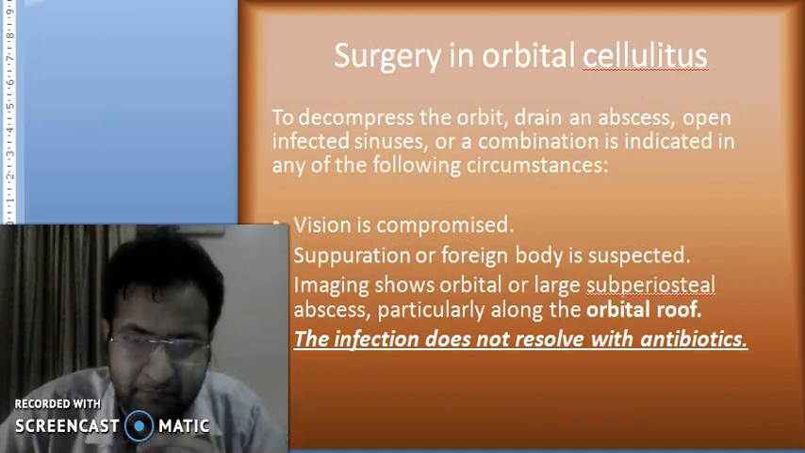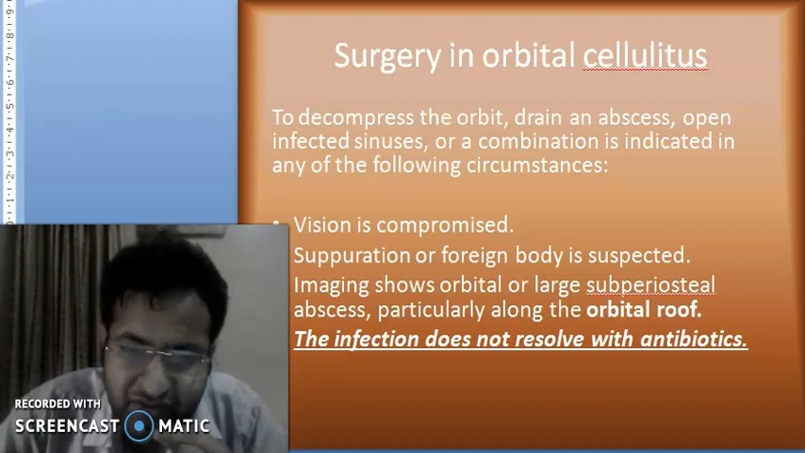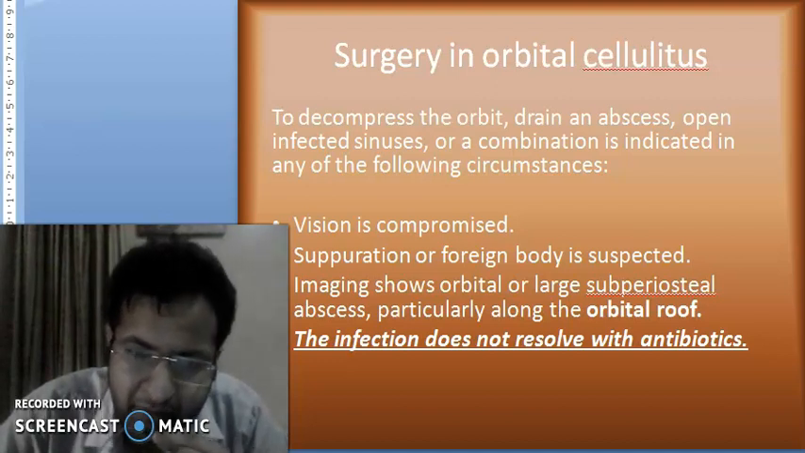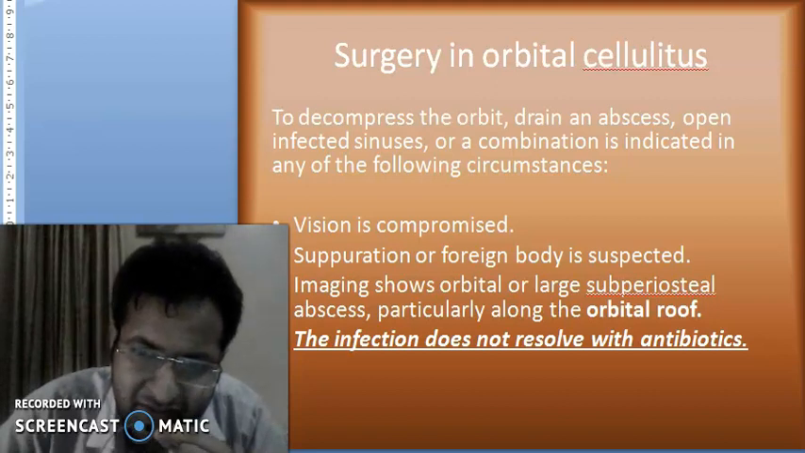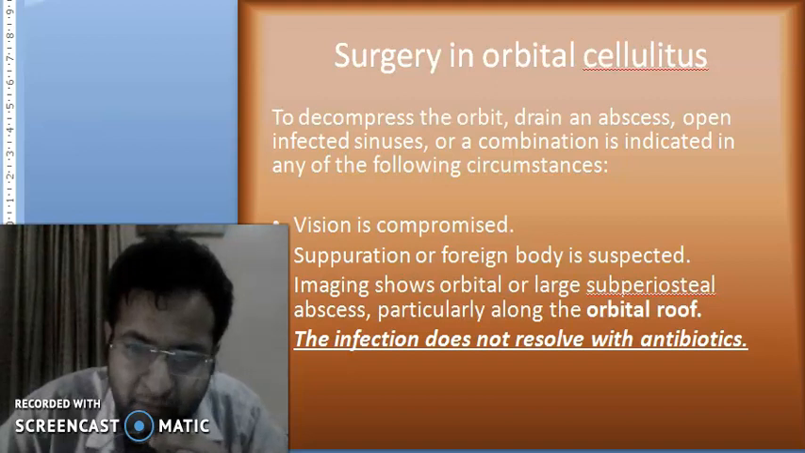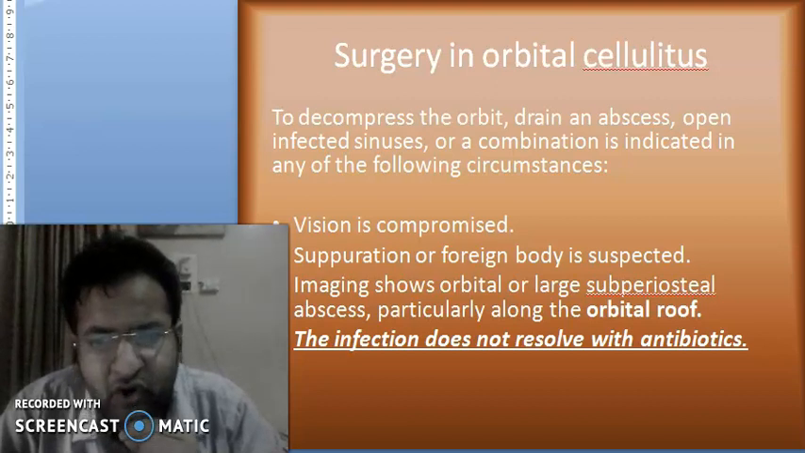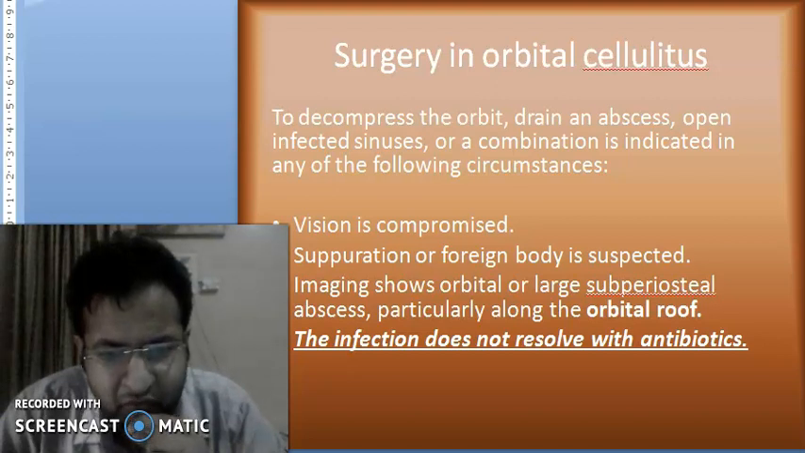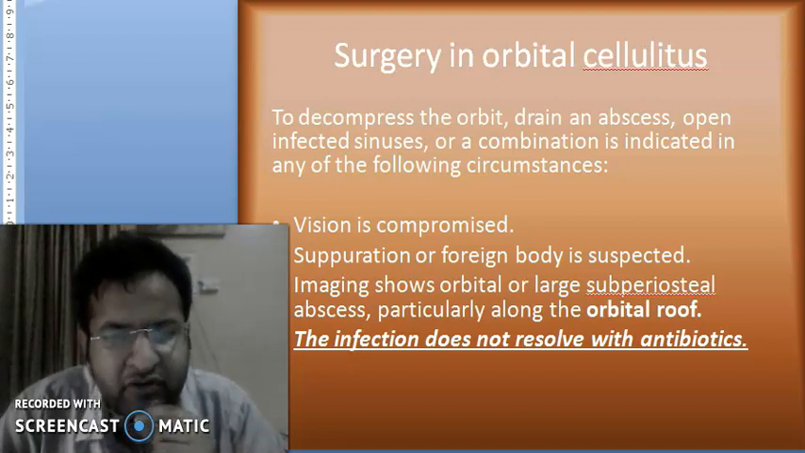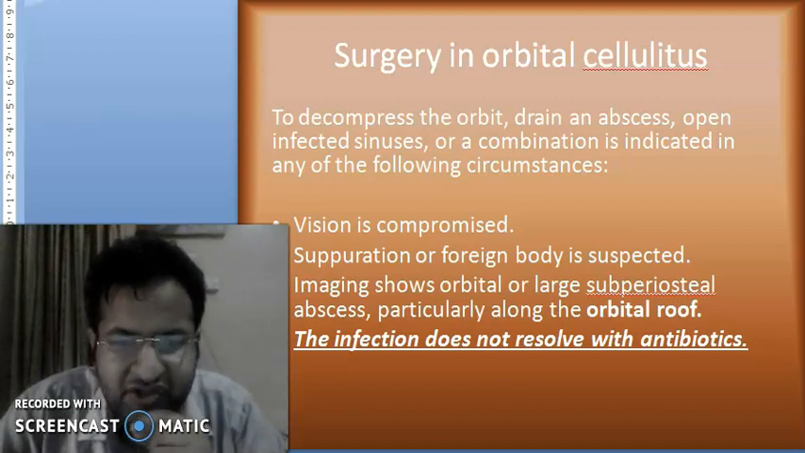clinical improvement is seen. When do we do surgery in orbital cellulitis? Surgery is done in orbital cellulitis to decompress the orbit, drain an abscess, open infected sinuses, or a combination, and is indicated in any of the following circumstances: when vision is compromised, suppuration or a foreign body is suspected, imaging shows an orbital or large subperiosteal abscess, particularly along the orbital roof, or the infection does not resolve with antibiotics. At this juncture, surgery can be done in cases of orbital cellulitis.